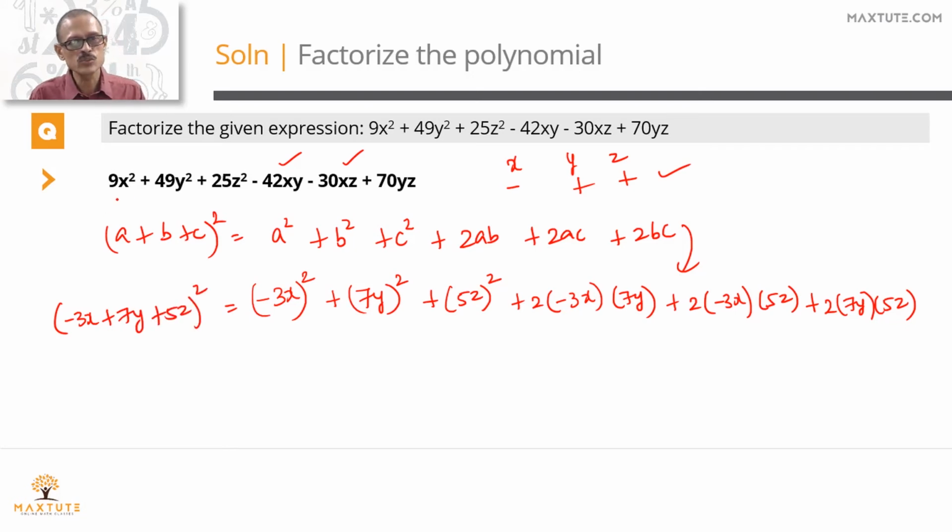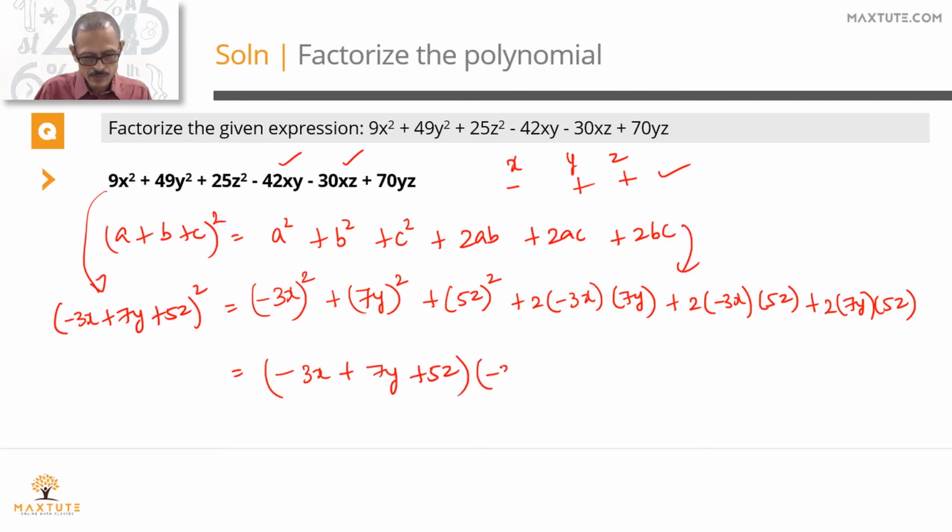So 9x square plus 49y square plus 25z square minus 42xy minus 30xz plus 70yz is the expansion of this algebraic identity. If it is this algebraic identity, minus 3x plus 7y plus 5z the whole square can be written as minus 3x plus 7y plus 5z times minus 3x plus 7y plus 5z. So this entire polynomial has now been factorized as this. This is the correct answer.